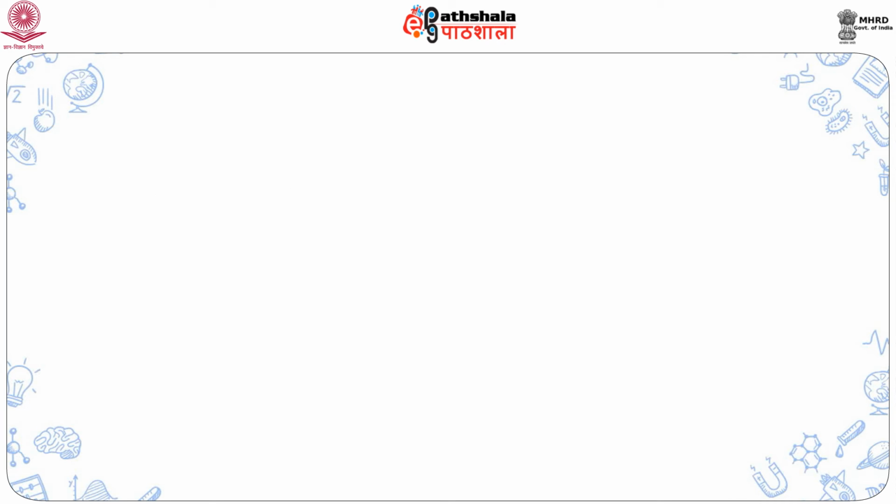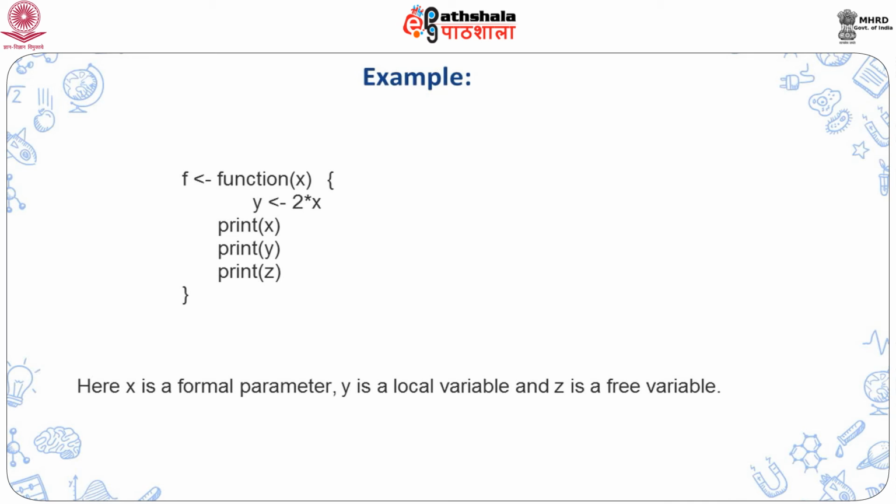Now, consider another example. Here we are again defining f to be a function of x, and y is equal to 2x, and we want to print x, print y and print z. So, here x is a formal parameter, y is a local variable, and z is a free variable, as you may know.